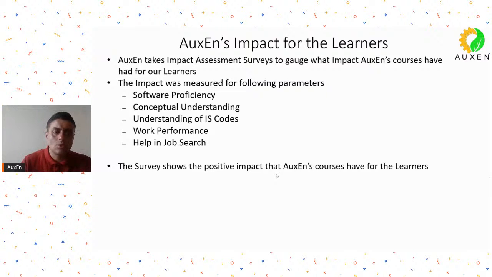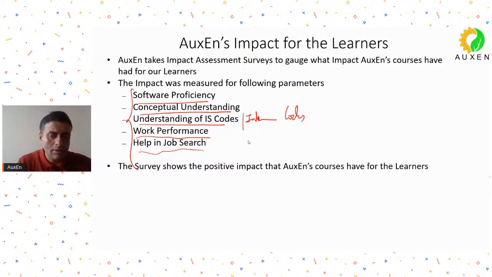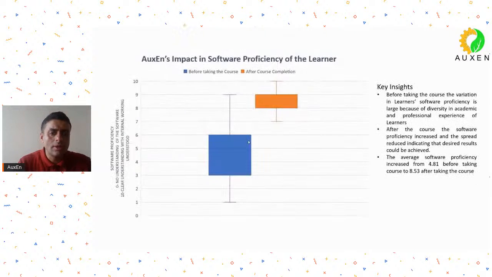We ask our participants to measure themselves on these 5 parameters. Through our online courses, we are trying to address these 5 parameters: software proficiency, conceptual understanding, understanding of IS and international codes, work performance in the place where they are working after taking the course, and whether or not the course helped in job search. We ask our participants to fill this survey after they have taken a course, and then we have plotted some graphs.